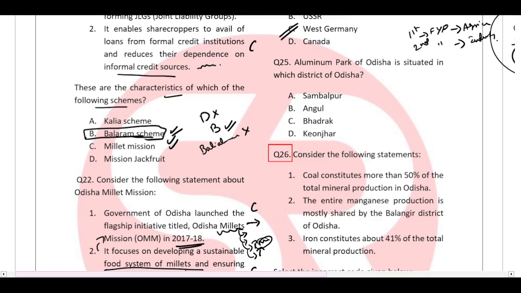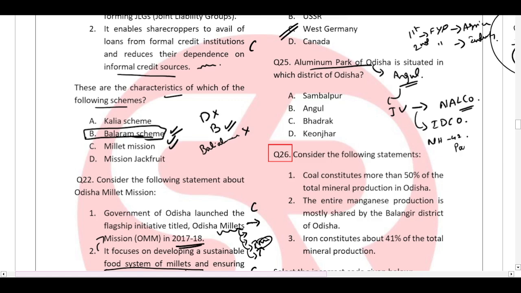The Aluminium Park of Odisha is situated in the Angul district of Odisha. It is a joint venture between NALCO, the National Aluminium Company, and IDCO, the Odisha Industrial Infrastructure Development Corporation. The park is strategically located near National Highway 42 and is very close to the Paradip port.